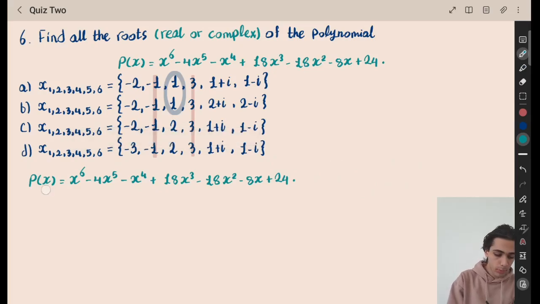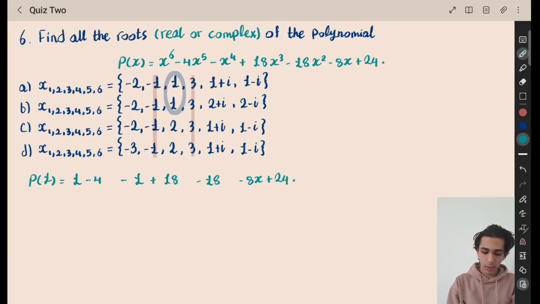So what I'm going to do now is write p of 1. So 1 to the 6 is 1. And then the other stuff, x to the 4th is 1. If you multiply something by 1, it just goes away. I think it is obvious.